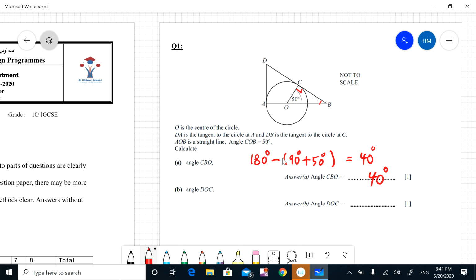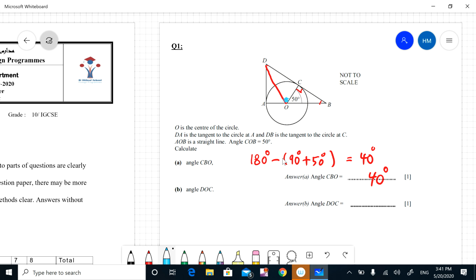Now, what about the angle DOC? Where is the angle DOC? You have to connect a line between D and O. So we are talking about this angle. This is the angle DOC. What is the size of this angle?